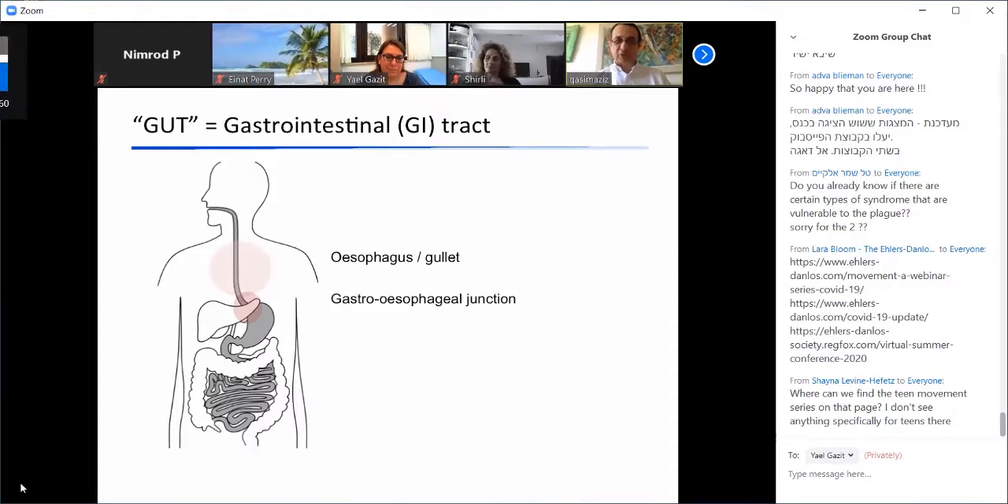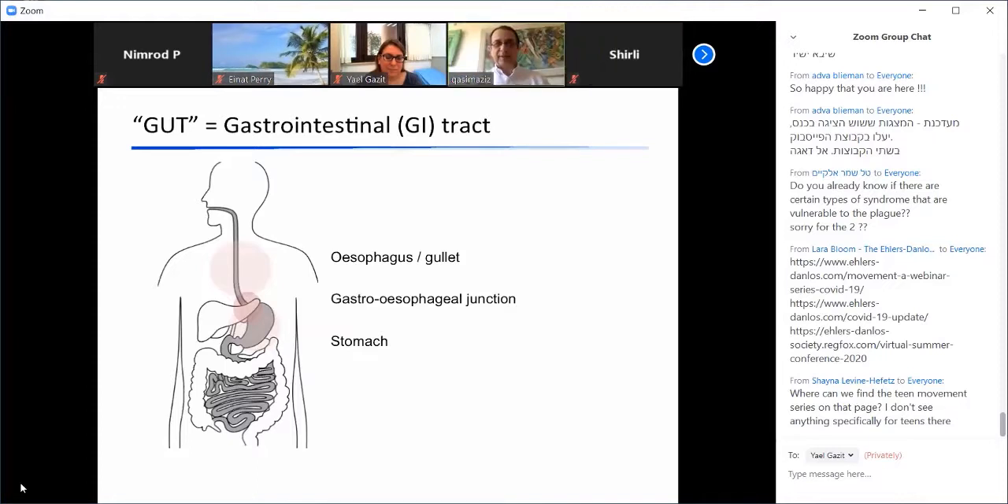It's called the gastroesophageal junction because it's the junction between the stomach, which is also described as the gastric area, and the esophagus. Then we have the stomach. The stomach is really a mixer. It mixes all the food with juices, with acid, breaks it down into small particles, and the food then trickles down into the small bowel.